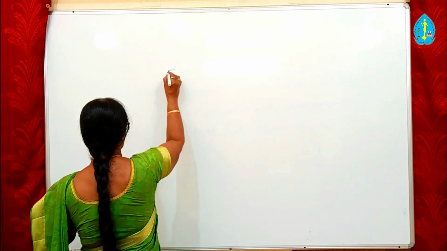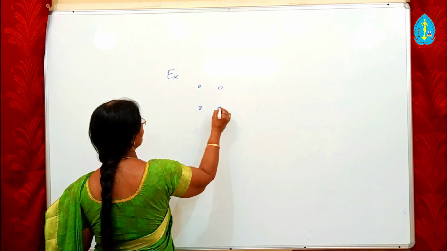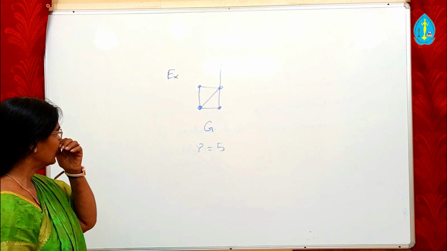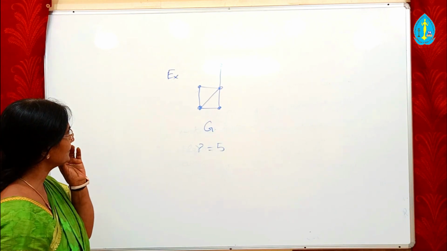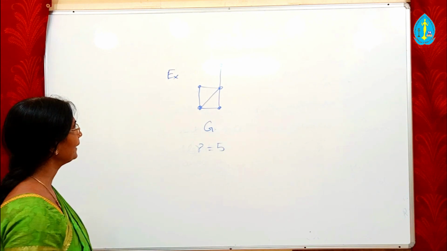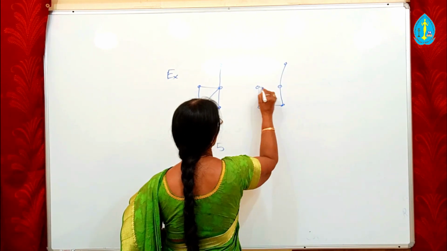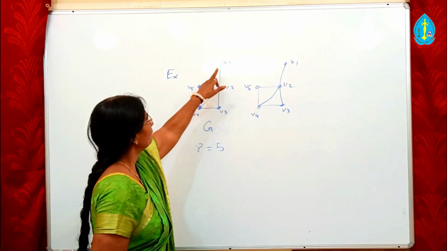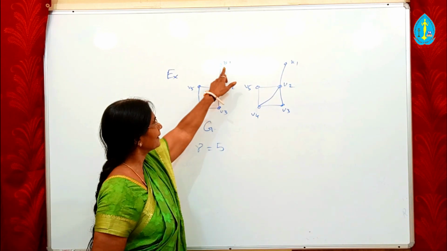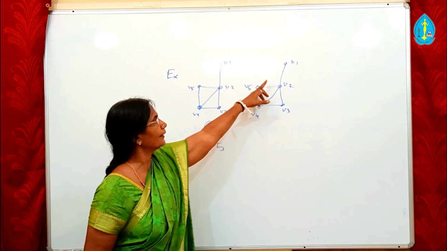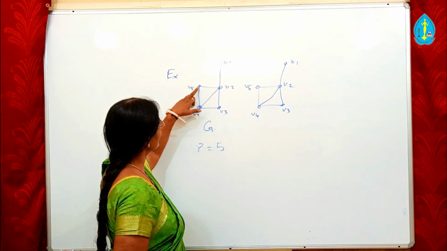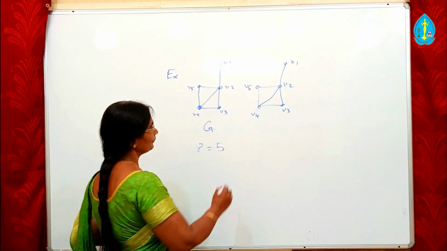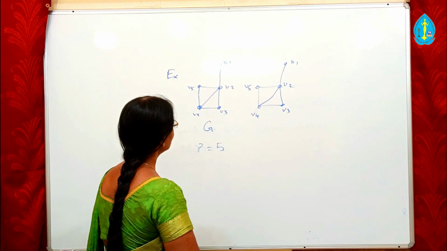So, one more example for the closure of G. Consider the graph. Here gamma equals 5. The number of vertices in G is 5. The non-adjacent vertices whose degree sum is greater than or equal to 5 can be joined. Here V1 and V5 are non-adjacent, but their degree sum is 3, which is less than 5. We cannot join here. And for the non-adjacent vertices V5 and V3, the degree sum is 4, but 4 is less than 5. Therefore we cannot join V3 and V5.